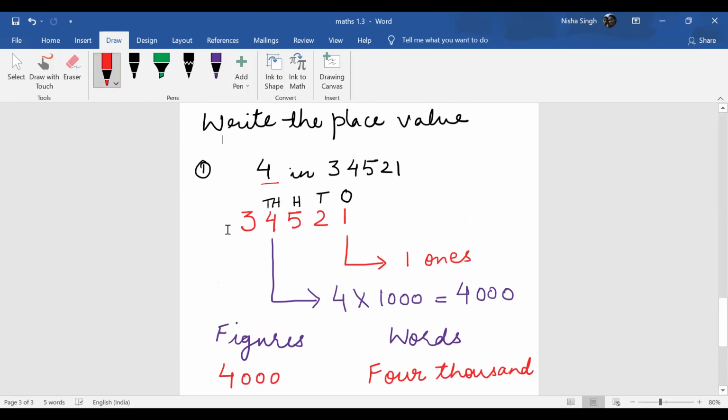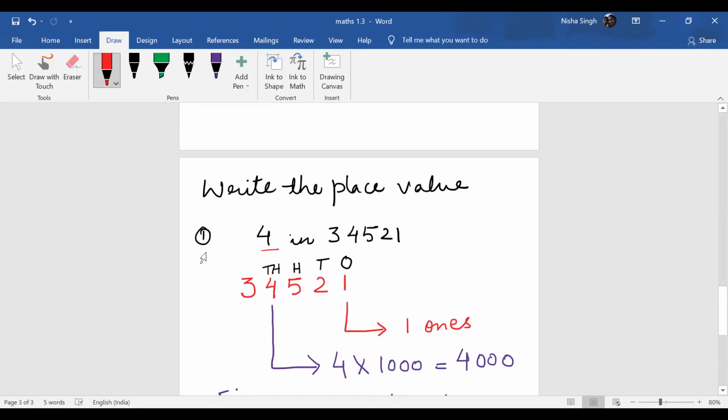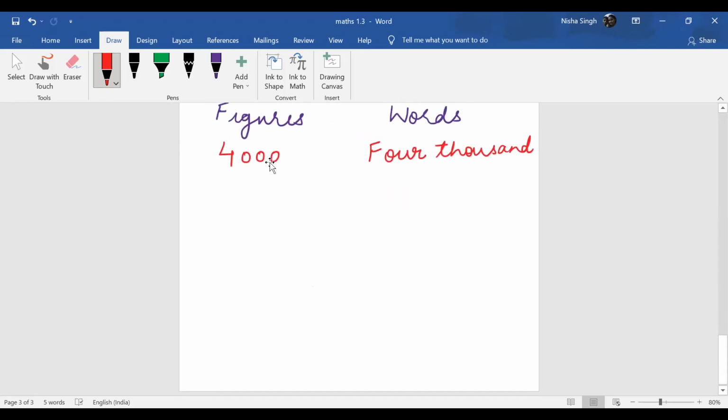Okay, children, let's take another example. We are doing exercise 1.3. Your next question is: write the place value of 8 in 83,409. So you have to write the place value of 8.